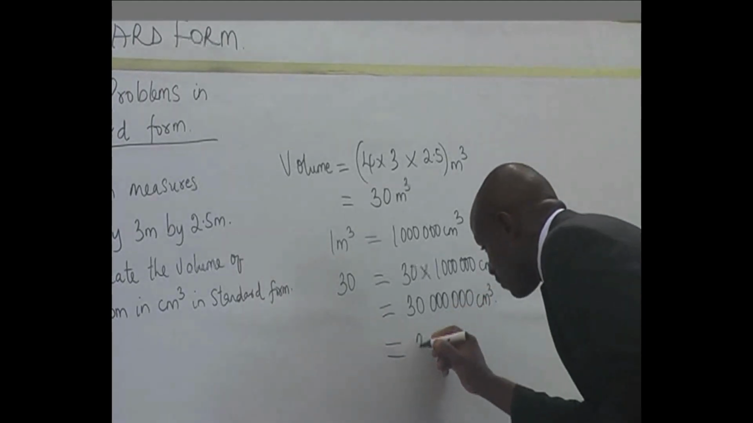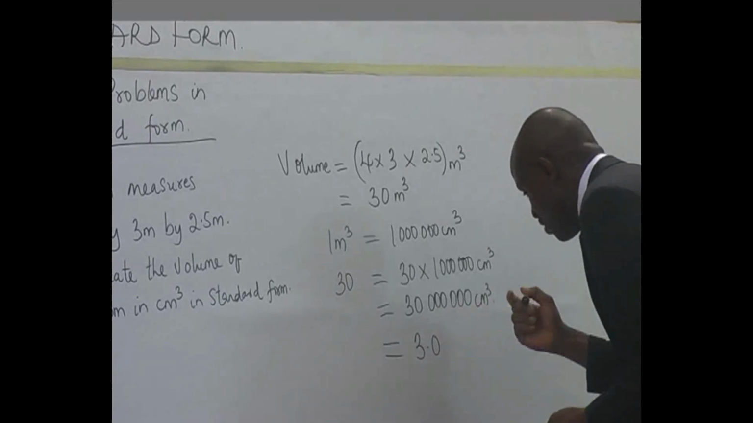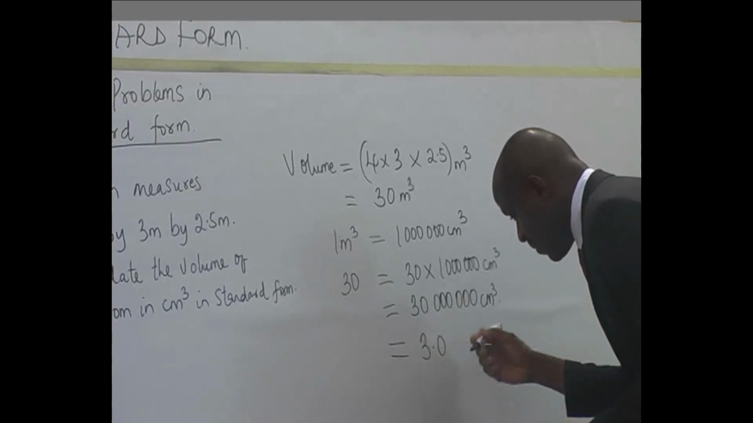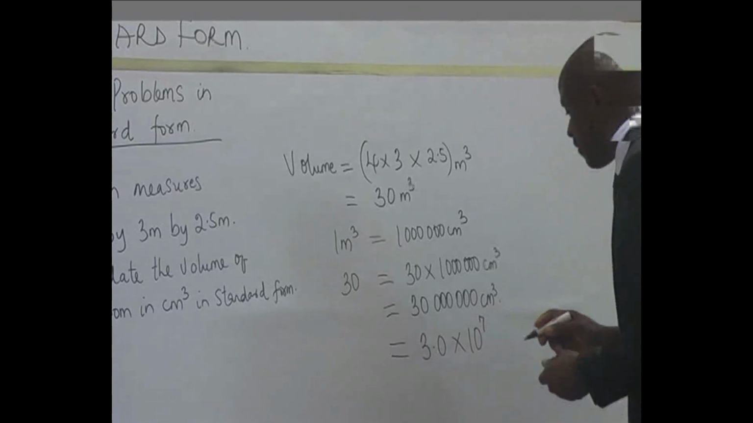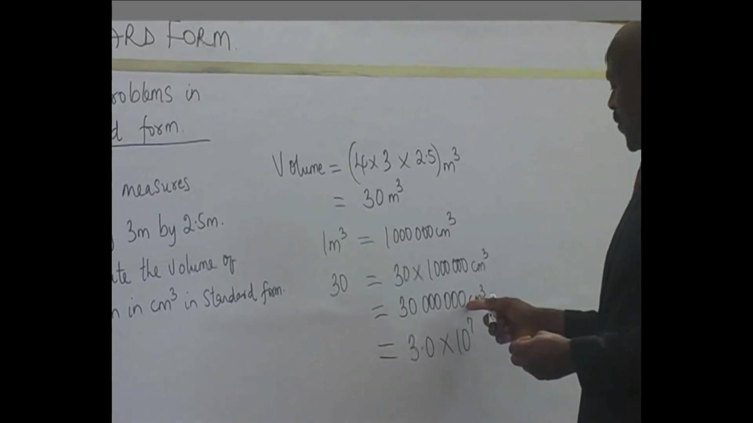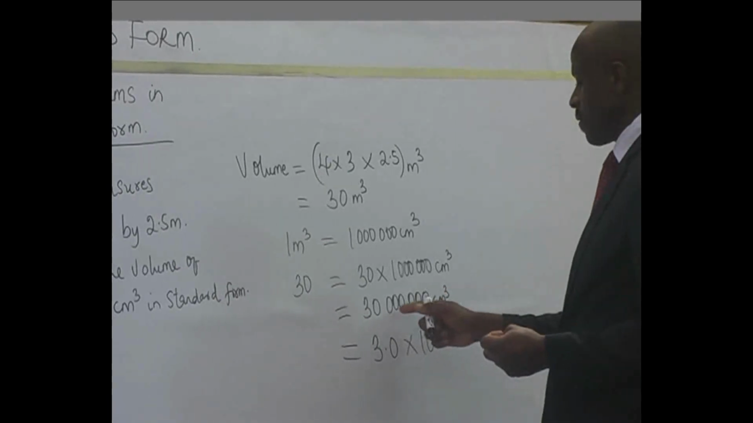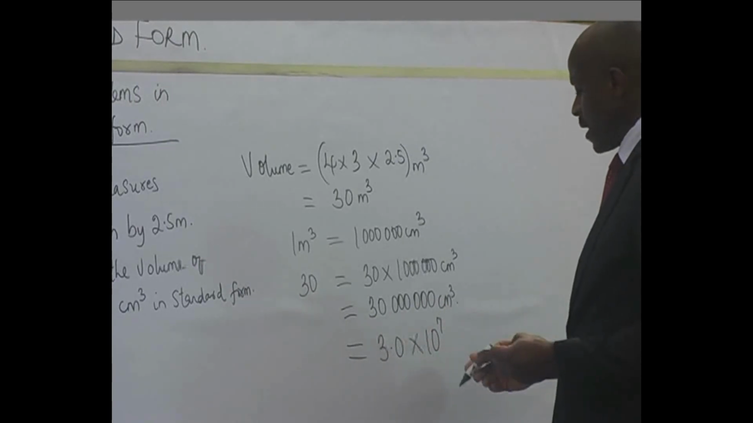So you're going to have 3 point 0. Don't write the whole of the 0 because they have no meaning. You can even forget about writing the 0. Times 10 raised to the power 7. Because you move the decimal point, which is like an invisible full stop here, through 1, 2, 3, 4, 5, 6, 7. That's why you have 10 exponent 7 here.